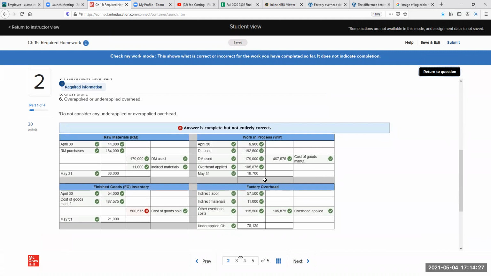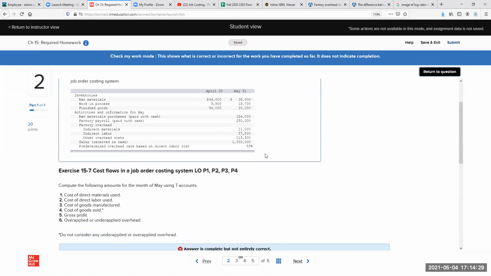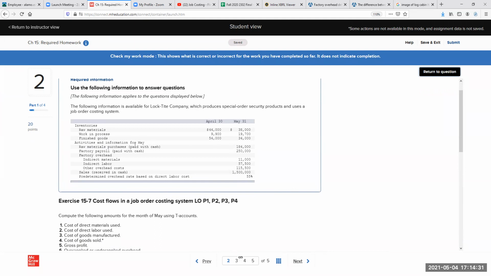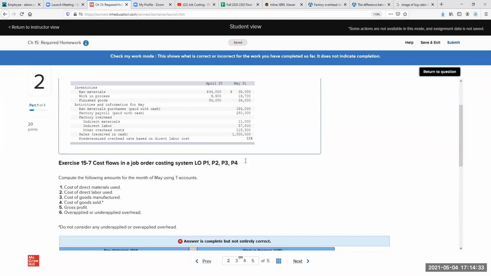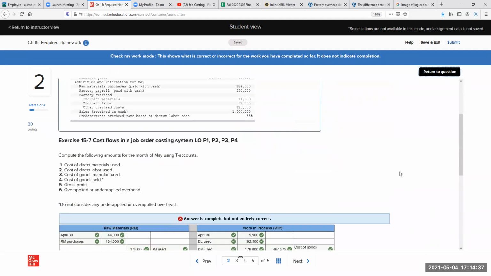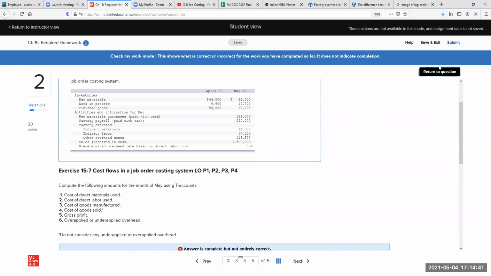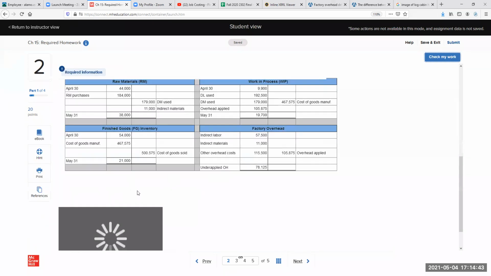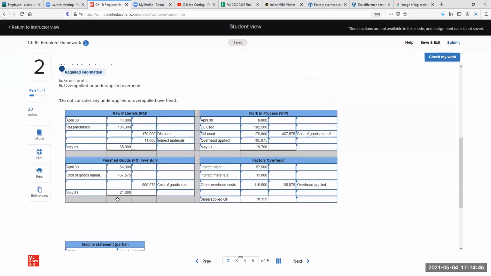Oh, somehow I got 21. No, I have the wrong finished goods. It's supposed to be 34. I don't know what I was thinking. I used 21. Okay, so we got to go redo that one. All right, so let's go back. It's going to be 34. So I should have double checked. So let's add this up again.